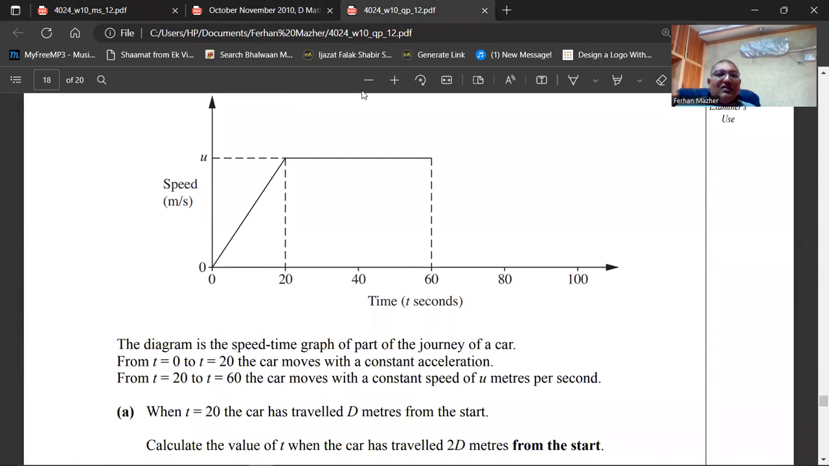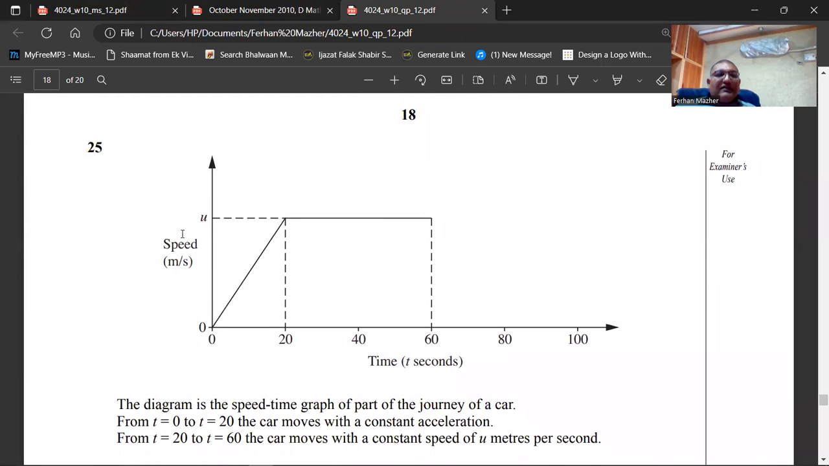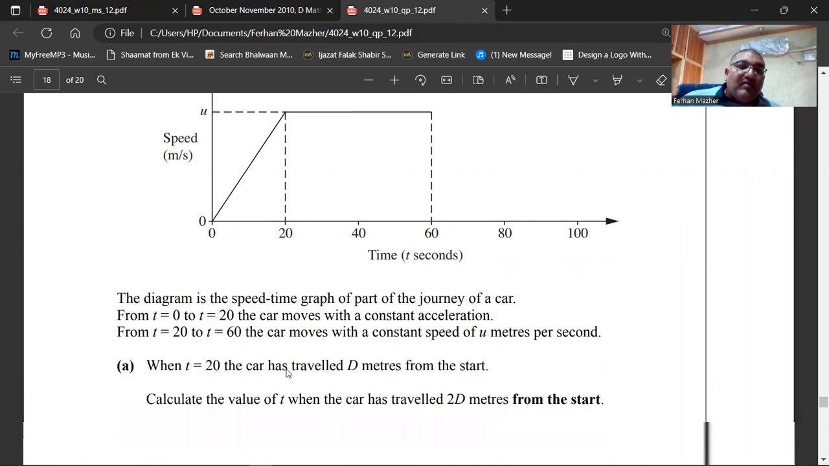Now we are on question number, I think, 25. He says a speed-time graph is given. Zero, zero is the origin. On the x-axis we have time, and on the y-axis we have speed. The maximum speed here is u. The diagram is the speed-time graph of part of the journey of a car. From t0 to t20, the car moves with a constant acceleration. From t20 to t60, the car moves with a constant speed of u meters per second.